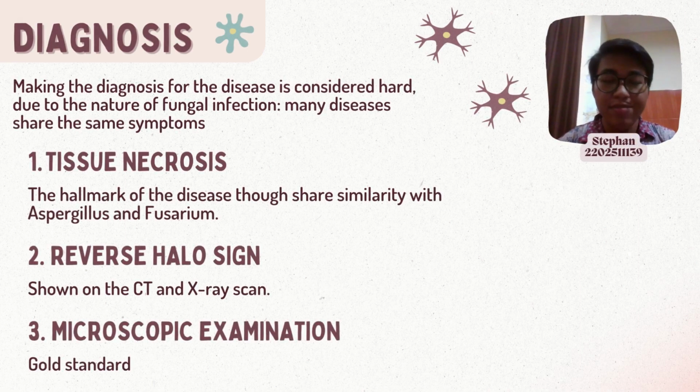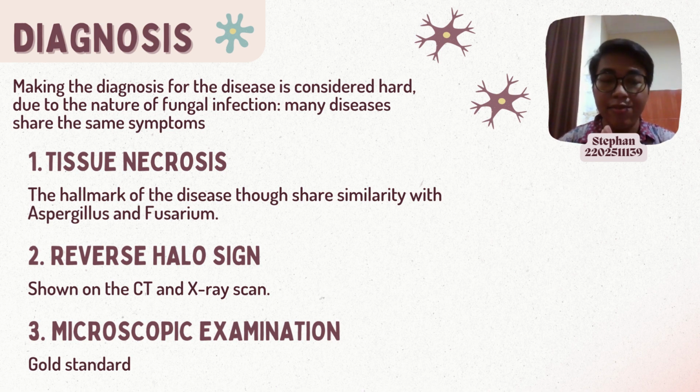Right, so the next one is making the diagnosis for mucormycosis. Making the diagnosis for this disease is considered hard due to the nature of fungal infections, where many diseases share the same symptoms. But there are a few hallmarks you can look for in mucormycosis. First of all is tissue necrosis. Tissue necrosis is the hallmark of the disease, and even though it shares similarities with Aspergillus and Fusarium-caused infection, it is still considered one of the hallmarks for mucormycosis.